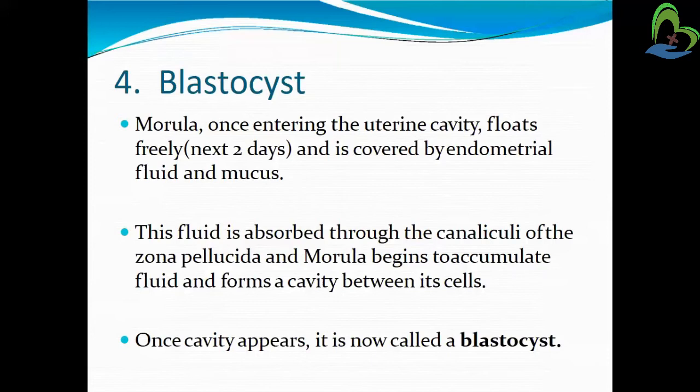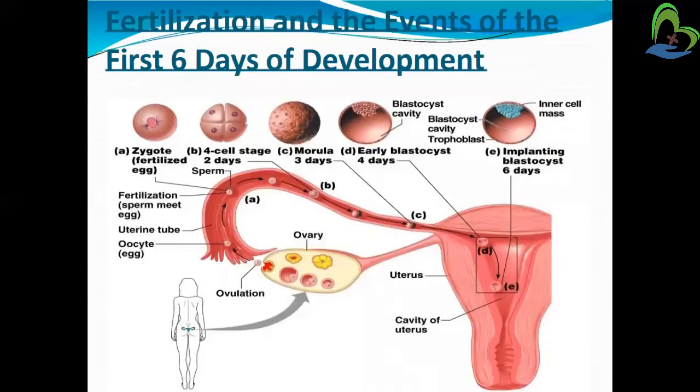So from that cavity appearing, we now know it as a blastocyst. Okay, so this is the structure of the blastocyst. In this figure you may also find fertilization and the events of the first 6 days of development. So the development on different days is shown in this figure. I will summarize it for you using this figure.